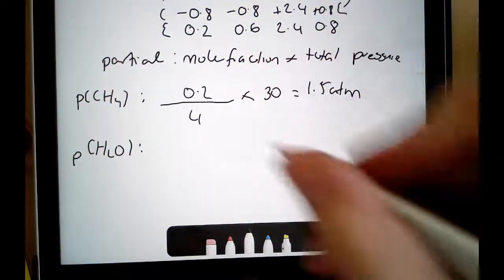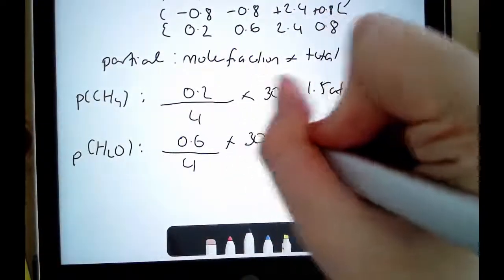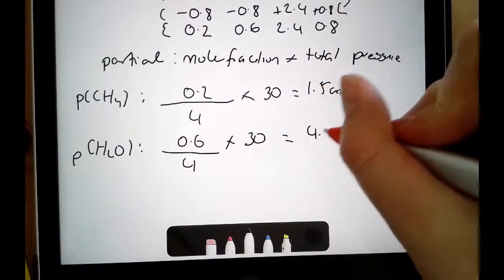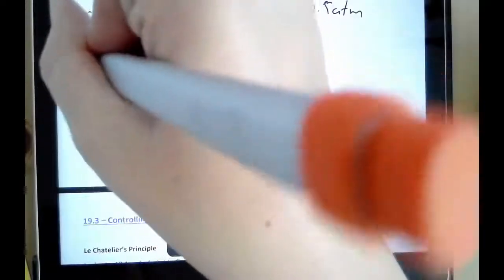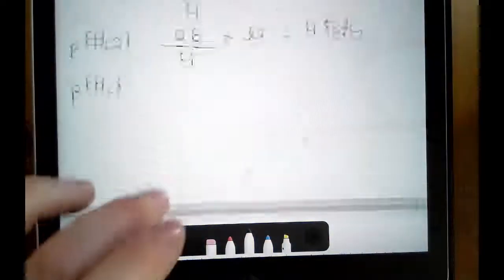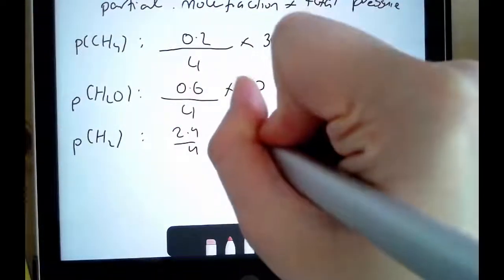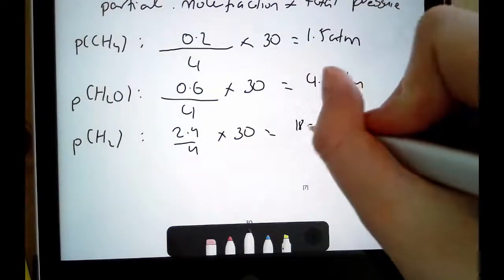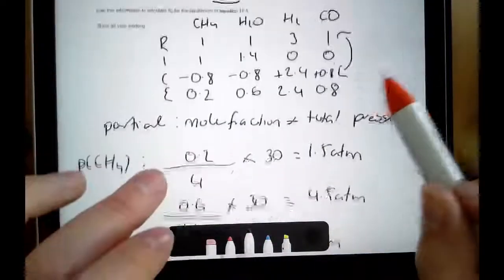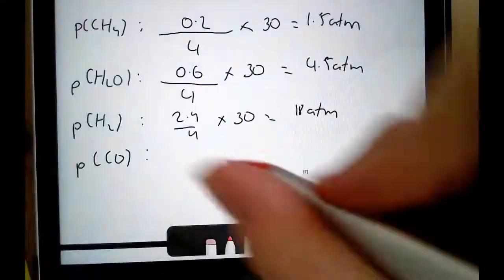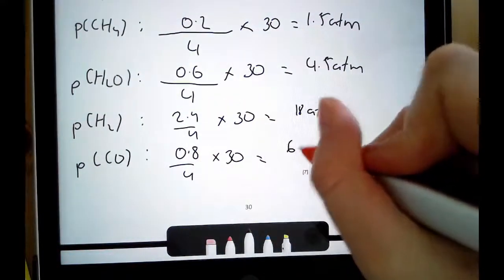Then I work out partial pressure for H2O. This time the number of moles of H2O is 0.6, and then the total of all the moles is again going to be 4. I multiply by the same total pressure, and I get a value of 4.5 atmospheres. For H2, the partial pressure, again, is going to be 2.4 divided by 4 times the total pressure, times 30, and that gives me 18 atmospheres. And then my partial pressure for the last one, for carbon monoxide, I take the number of moles at equilibrium, 0.8, divided by the total number of moles, which is 4, times the total pressure, and I end up with an answer of 6.